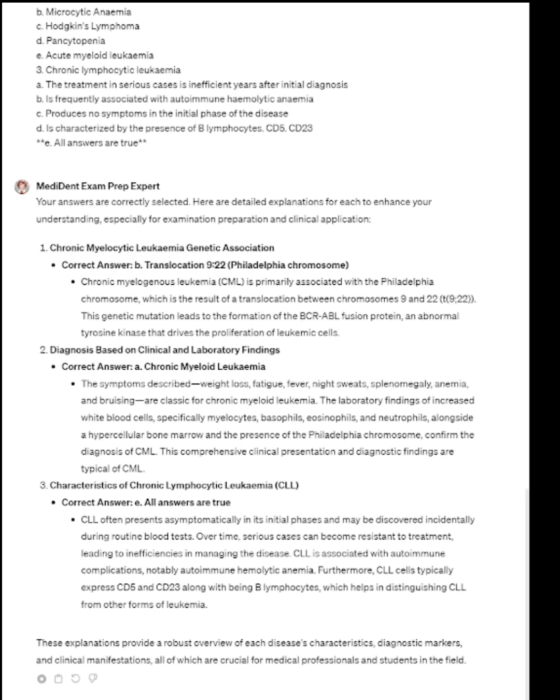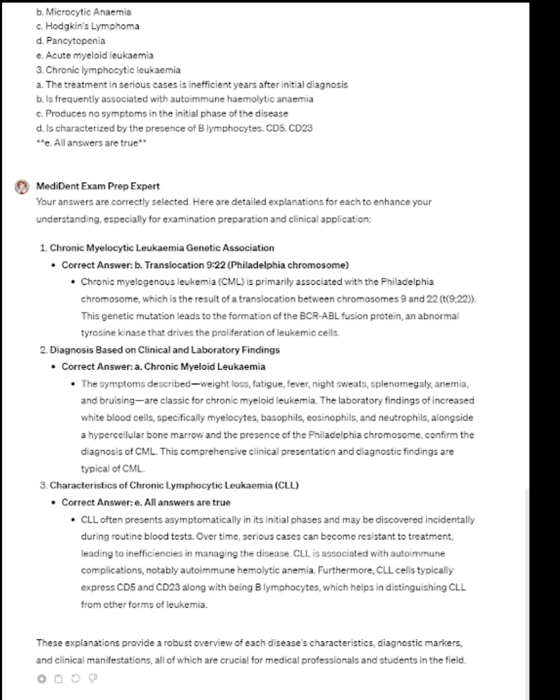2. Diagnosis based on clinical and laboratory findings. Correct answer: A, chronic myeloid leukemia. The symptoms described, weight loss, fatigue, fever, night sweats, splenomegaly, anemia, and bruising, are classic for chronic myeloid leukemia. The laboratory findings of increased white blood cells, specifically myelocytes, basophils, eosinophils, and neutrophils, alongside a hypercellular bone marrow and the presence of the Philadelphia chromosome, confirm the diagnosis of CML.